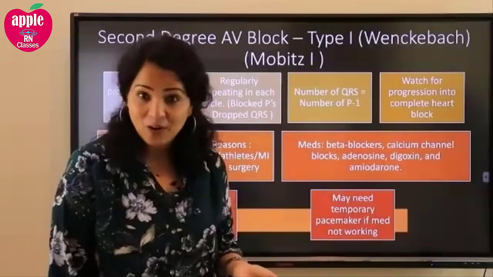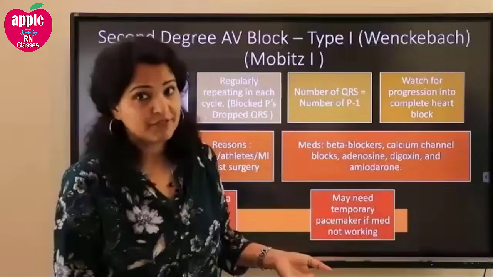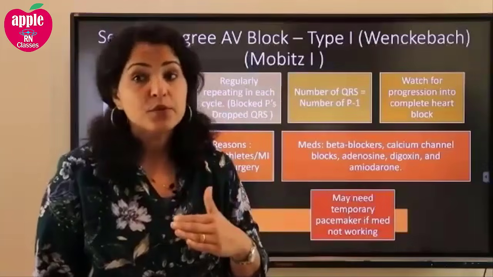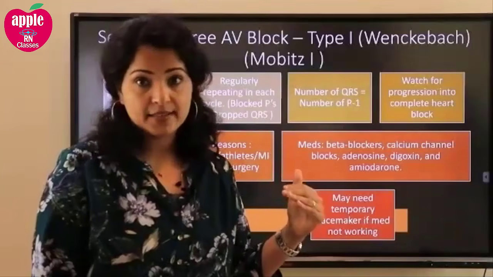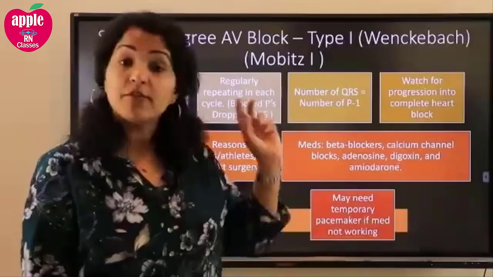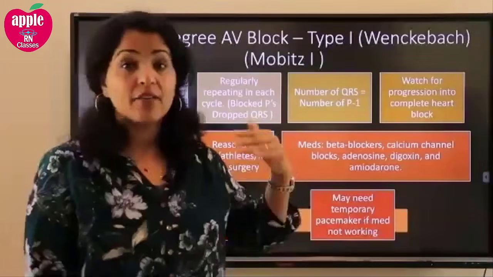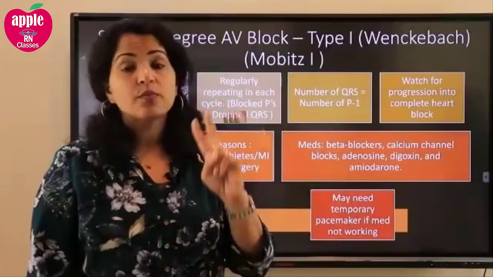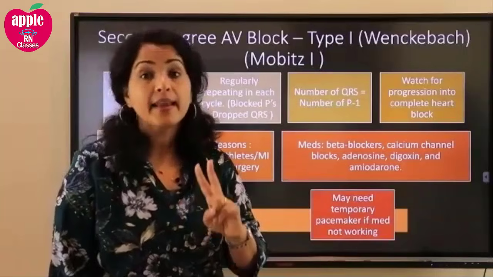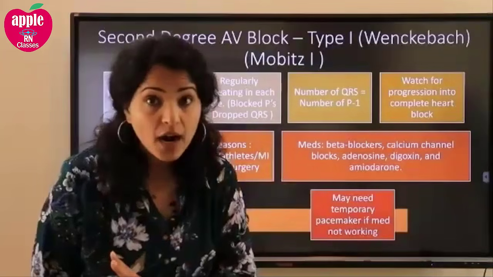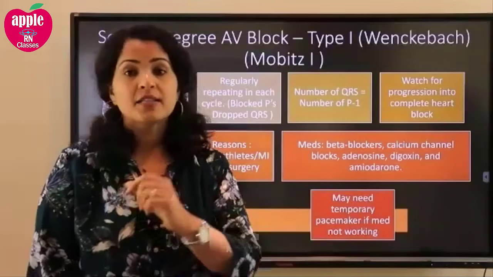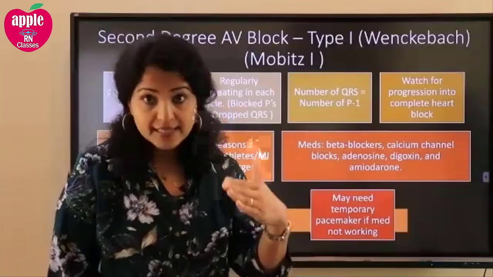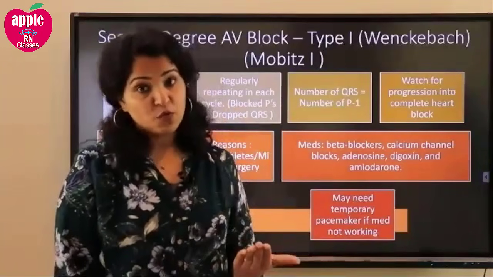We just go for the lawyer because this is serious stuff, right? The difference between type 1 and type 2 is very serious, right? Type 1 and first degree, we are okay. If they are not symptomatic, we are fine. But type 2 is a problem. They can go into complete heart block real quick. So when you have a type 2 patient, when you have a second degree type 2, we are worried.